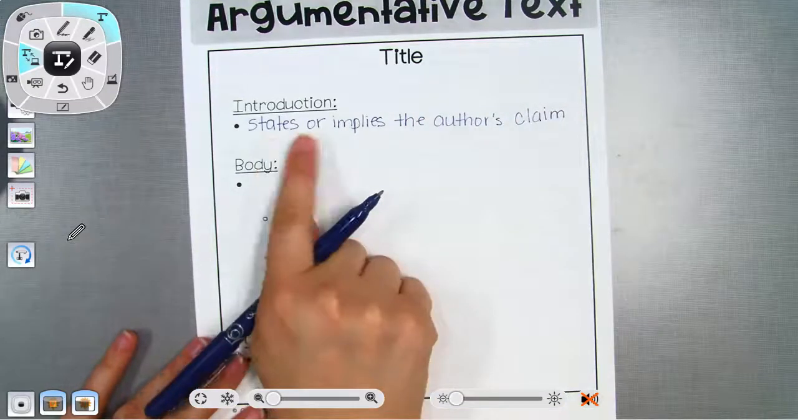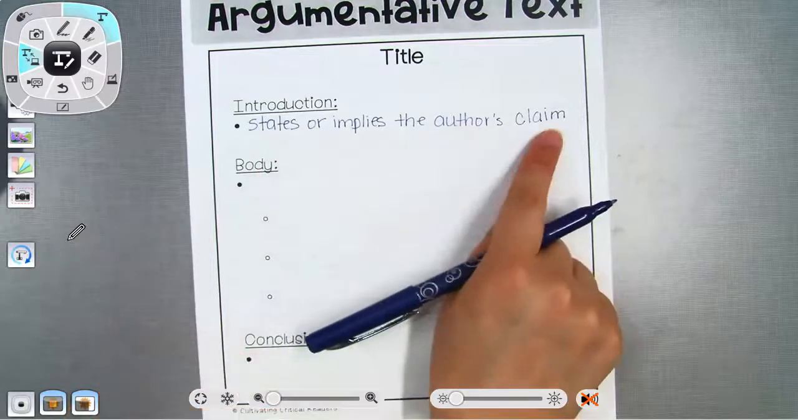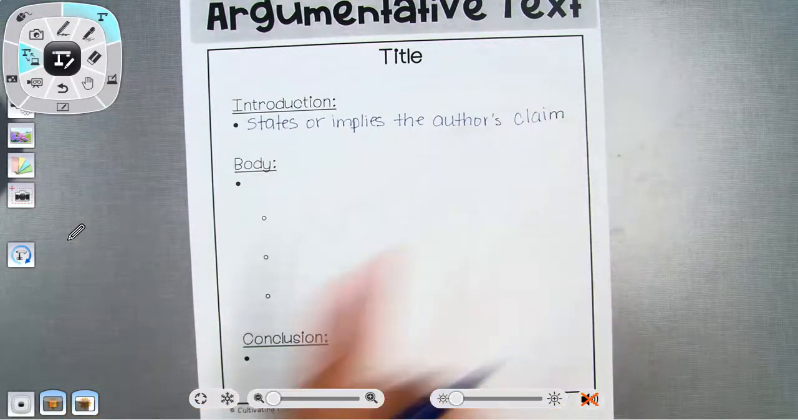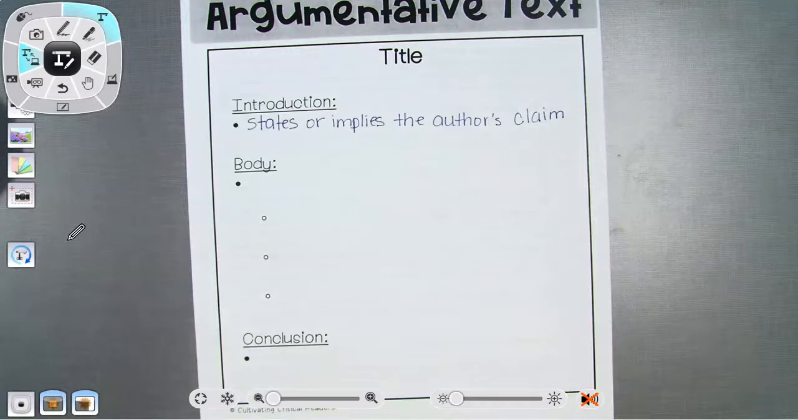Okay, so states or implies the author's claim. So in his introduction, they're going to go ahead and tell you, remember, our claim is the author's opinion about the topic. So in the introduction, it's going to tell you what his opinion is.